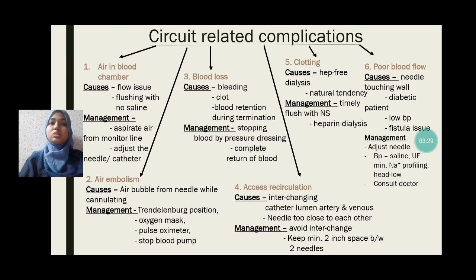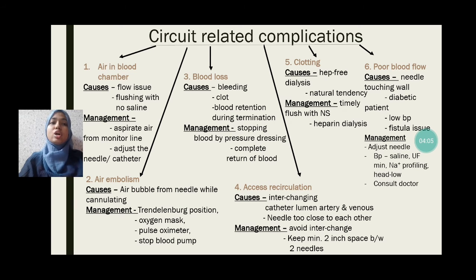Blood loss. Blood loss is mainly because of bleeding or clot in the extracorporeal circuit or blood retention during termination. How will we manage bleeding? Bleeding can be stopped by applying pressure at the end of dialysis during dressing time. Blood retention during termination is when the blood is not completely returned from the extracorporeal circuit, that is the blood tubings and the dialyzer. Complete blood should be returned, and clots we can't help, because if the clot goes inside the patient's body, then it may cause harmful issues to the patient.